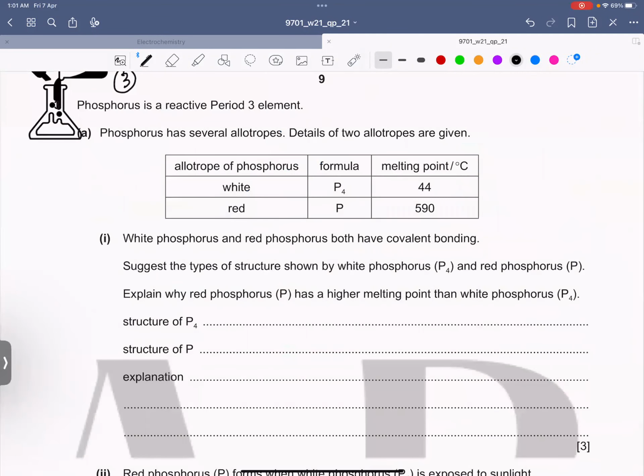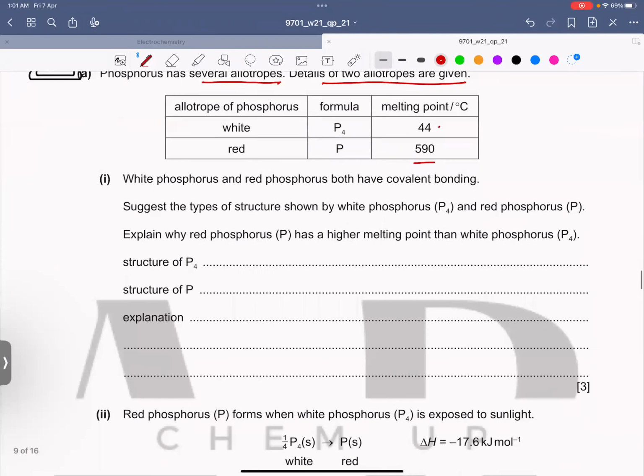Now question number 3. Phosphorus is a reactive period 3 element. Phosphorus has several allotropes. Details of two allotropes are given. One is P4 with a melting point of 44, and the other one is red phosphorus with a melting point of 590. White phosphorus and red phosphorus both have covalent bonding.